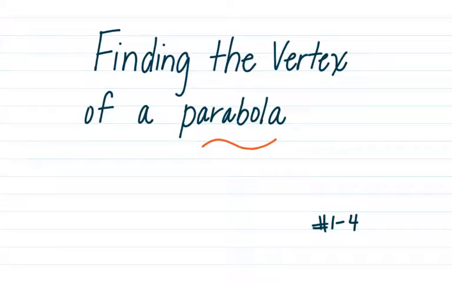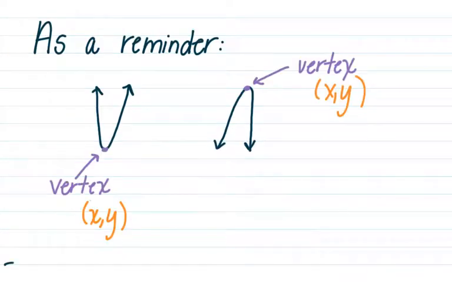In this video, we are going to look at finding the vertex of a parabola. As a reminder, the vertex is that very special point that's either at the very bottom of the parabola or the very top of the parabola. So keep in mind that the vertex is an ordered pair. It's an x and a y.